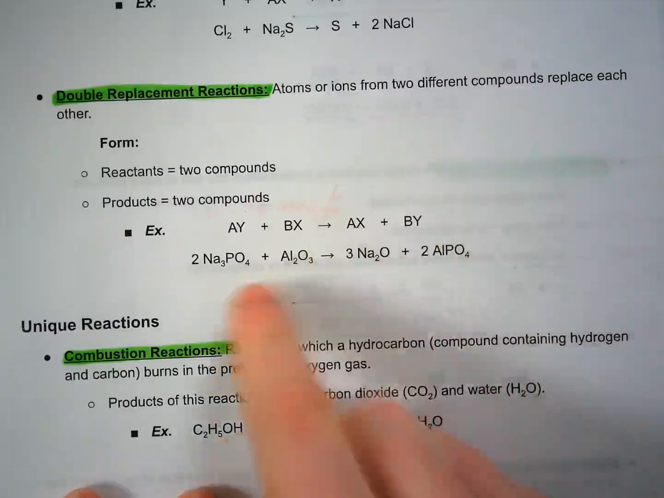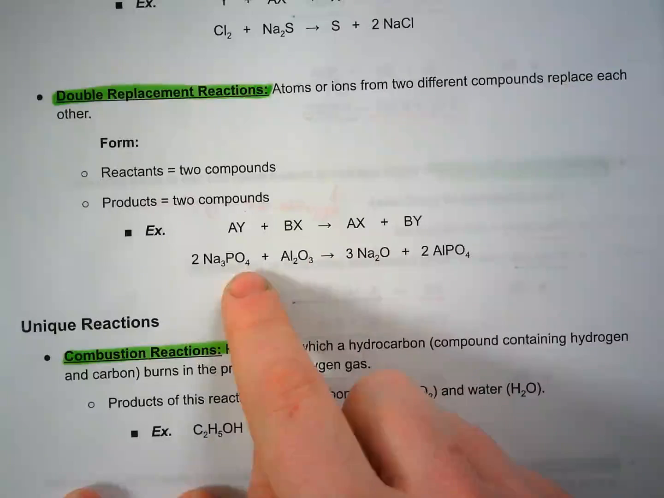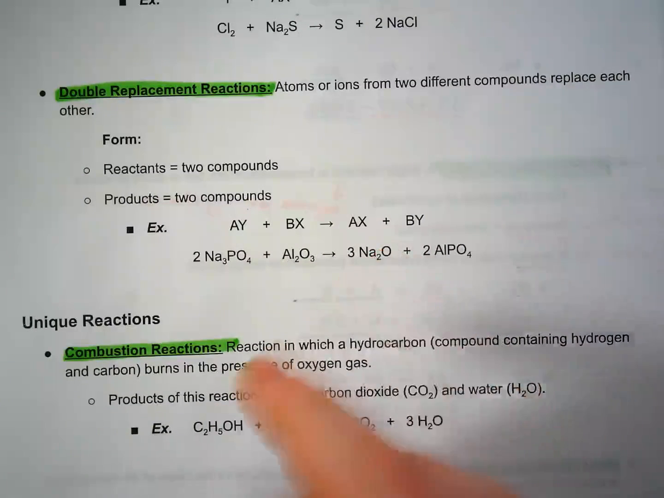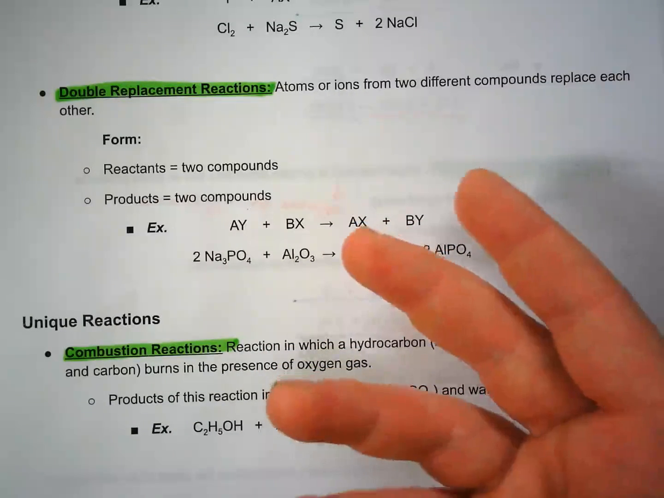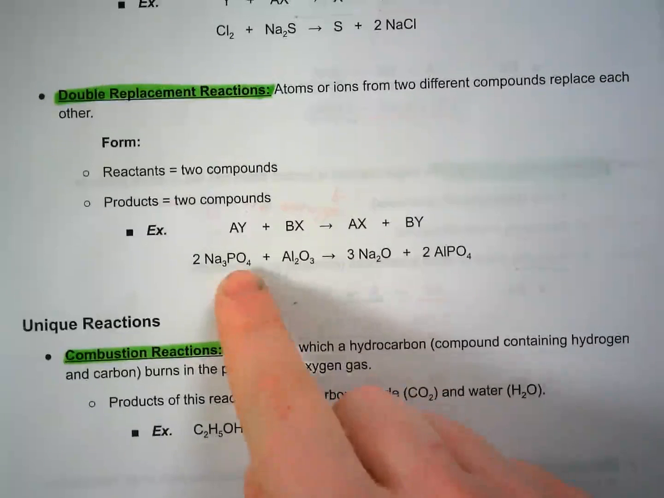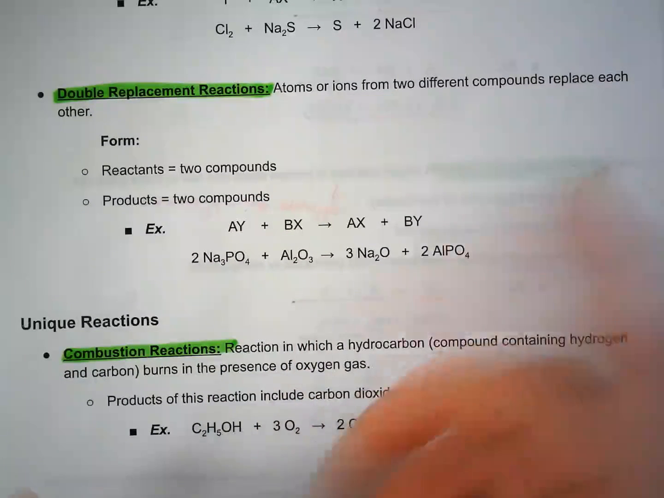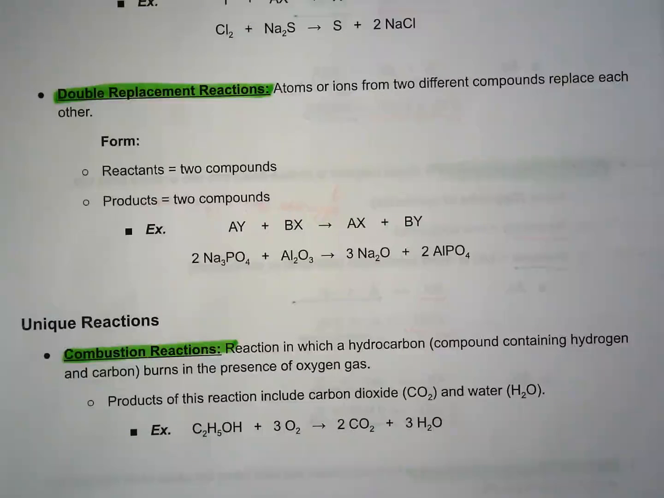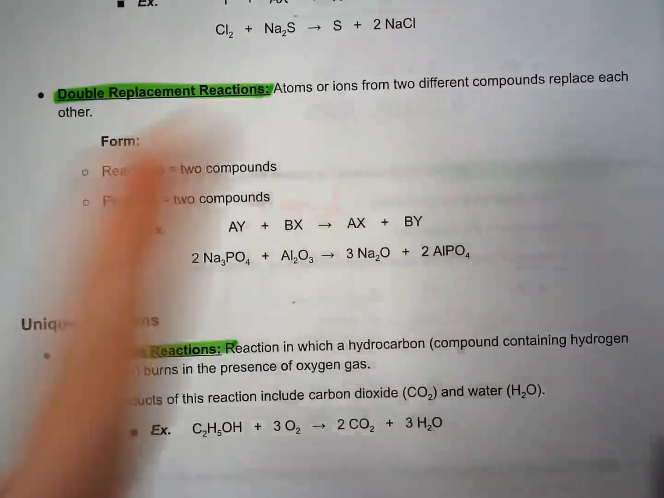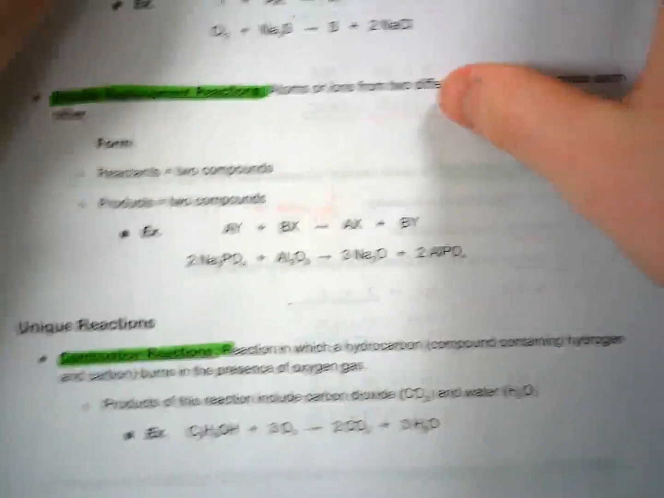Either you can say the sodium swapped with the aluminum, or phosphate swapped with oxygen. It doesn't really matter. Just know that you have two elements or two compounds possibly switching spots. In this case, phosphate switched with oxygen, or sodium swapped with aluminum. So arguably, it does actually matter. It's the anions that are swapping, but as far as we're practicing it, it doesn't matter as long as you recognize that it's a double replacement, that two things are being replaced, that they're swapping.